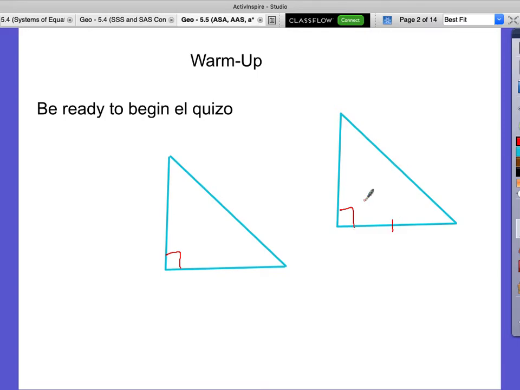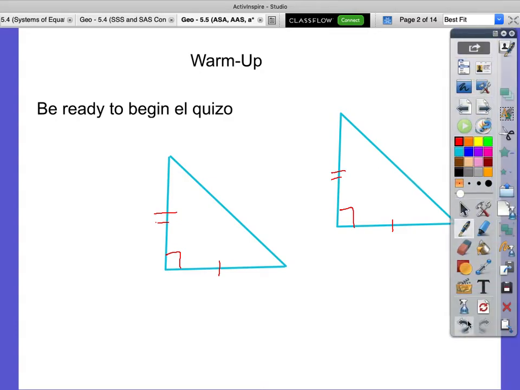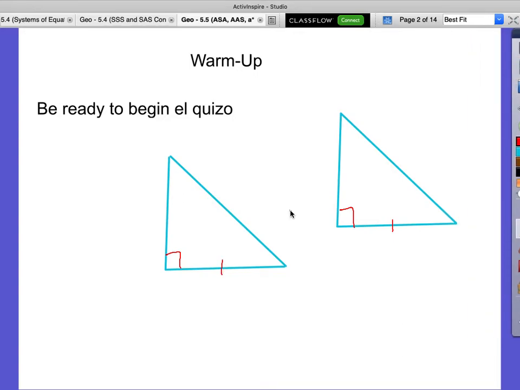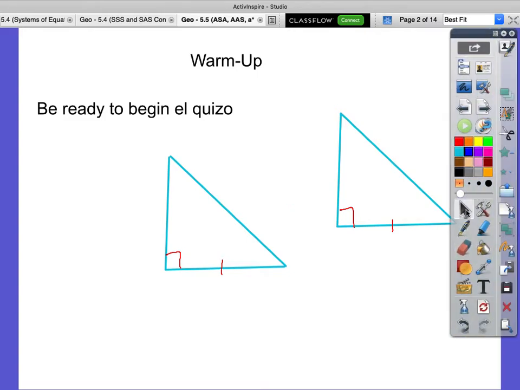If I know these two sides are congruent, is that enough to prove them? Yes. By what? Side angle side. Okay. Let's say I know one of those legs, but I don't know the other one. Is that enough information to prove it? No. We can still alter some stuff, right?